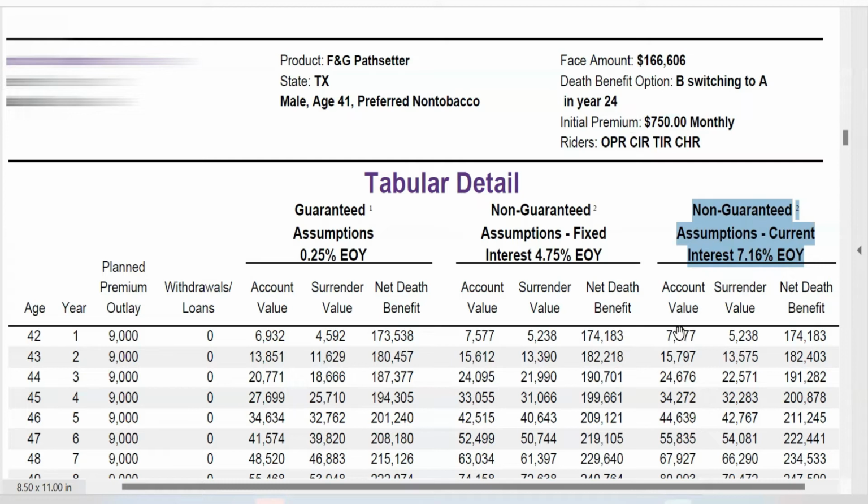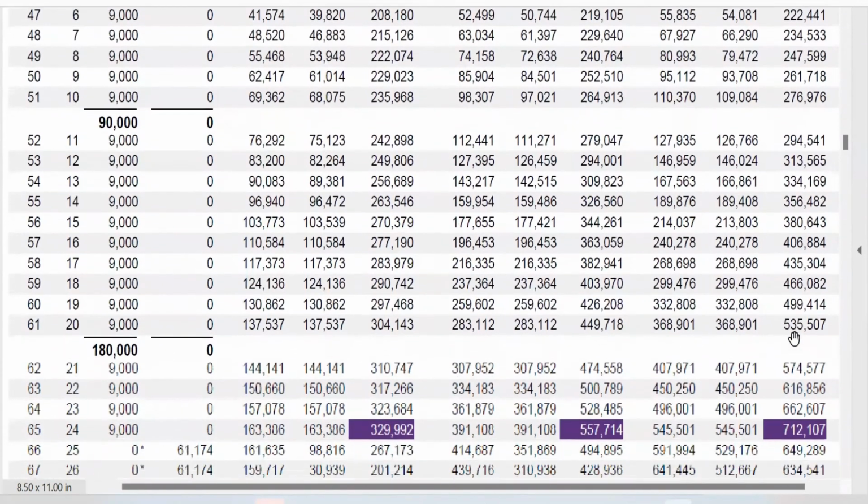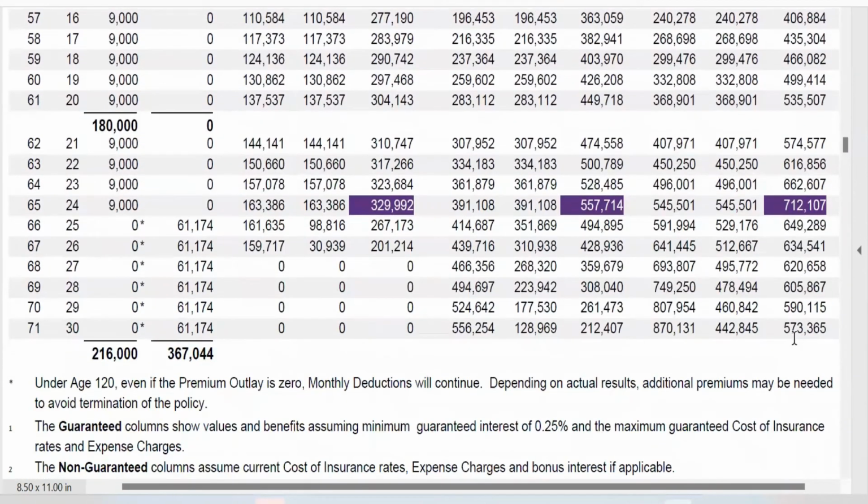So now you see here, he has $7,500 in his account value, and he can take out $5,000. Now, if he passes away, he has $174,000, which will be paid to his beneficiary. Now, this is just 1 year after the policy, but let's look at when Mr. Brian goes on retirement. If we look at that, we see that at age 65, he plans to go on retirement.